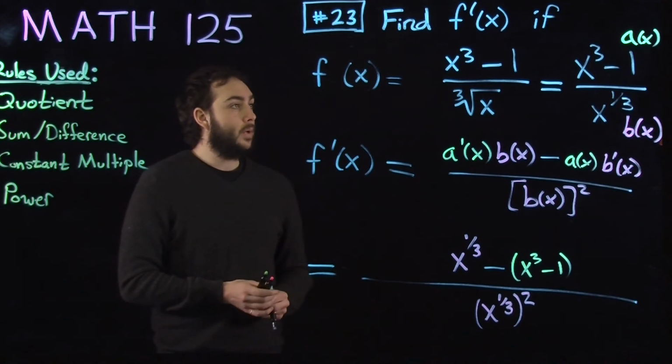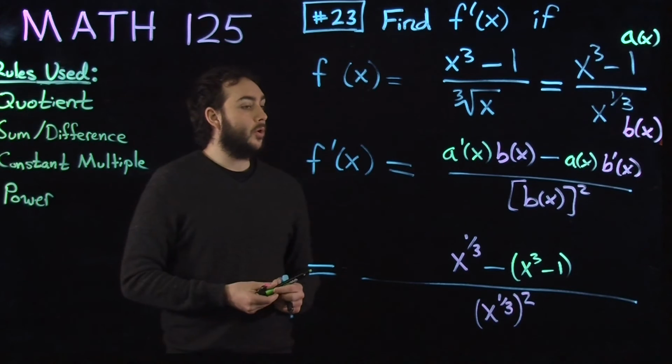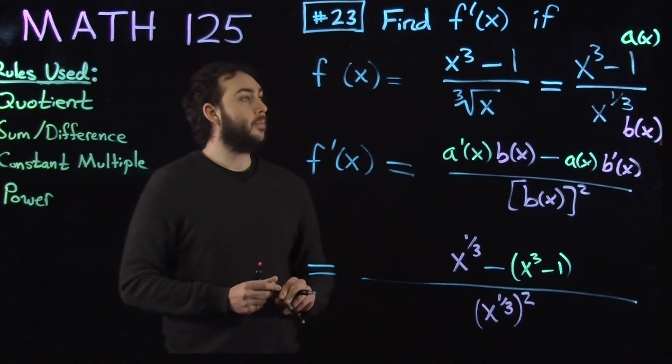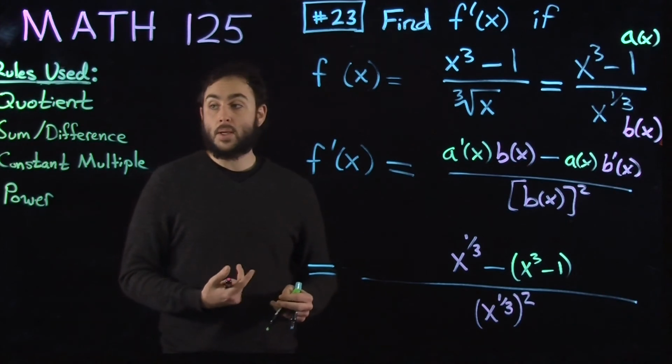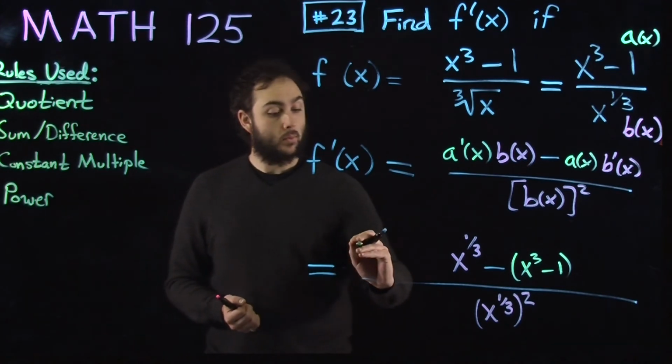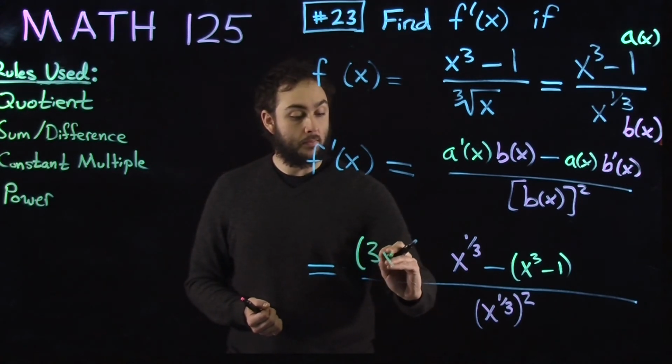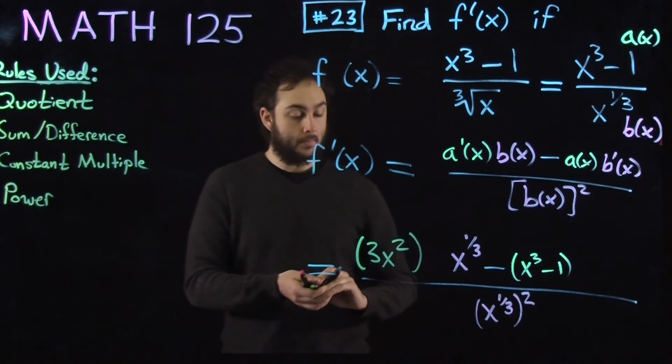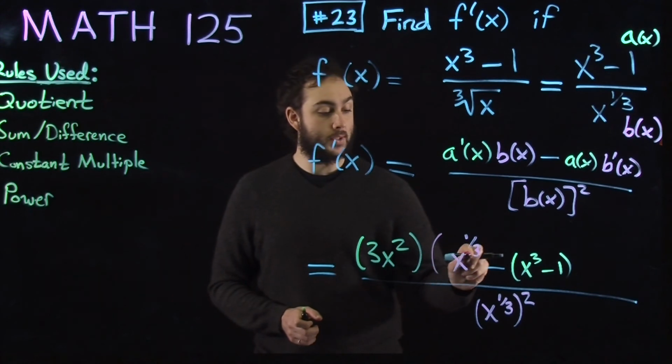Okay, well, now it's time to differentiate. So our numerator, a of x, that looks like x cubed minus 1. So this will be a straightforward power and then sum difference rule. We're familiar with these by now. Just put this in parentheses here.